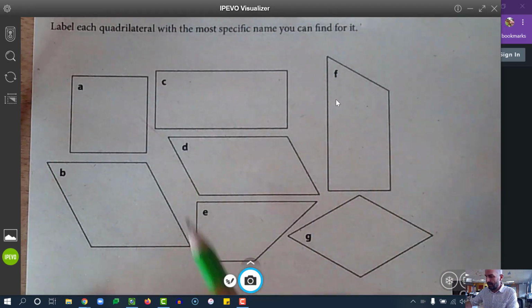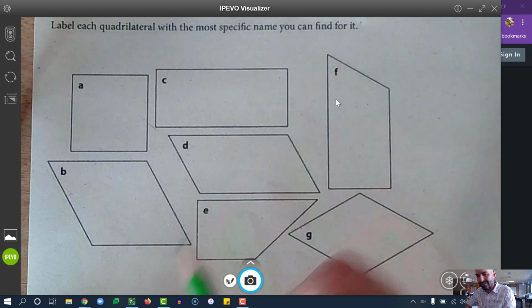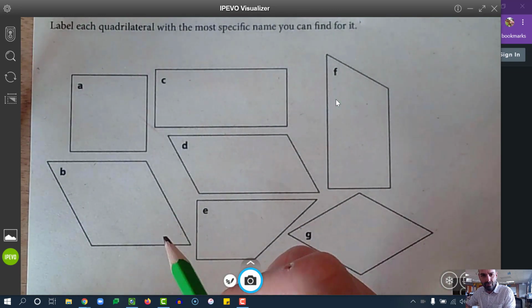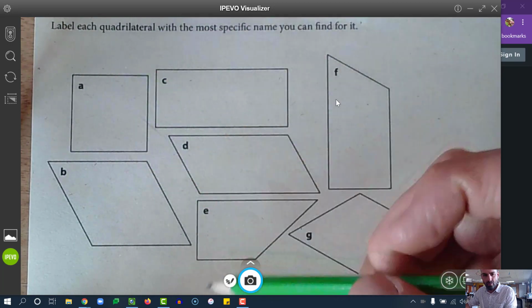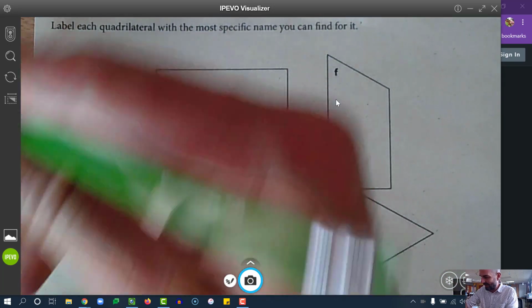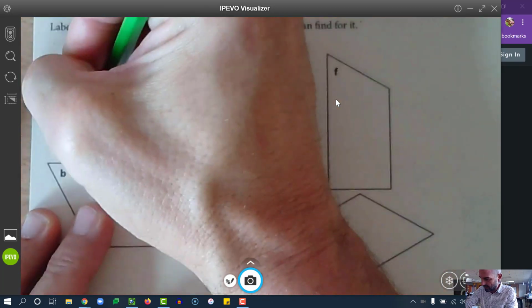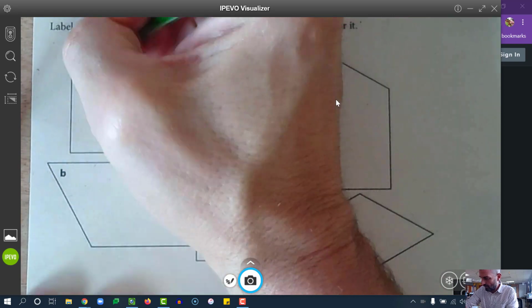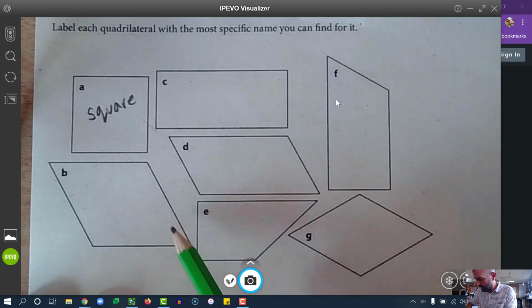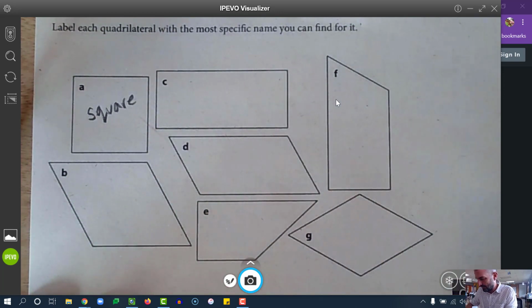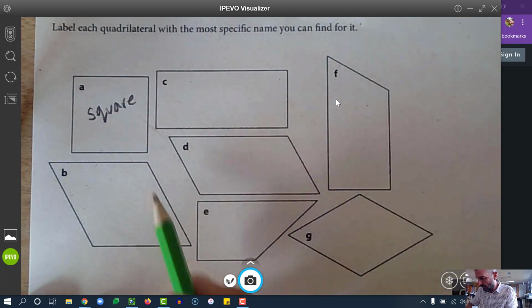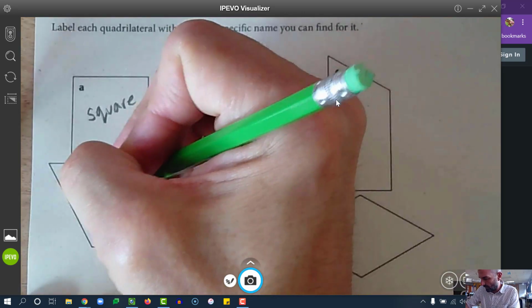Alrighty, so it says label each quadrilateral with the most specific name you can find for it. So if I'm looking at A, those are congruent. I have 4 sides, I have 4 right angles. This is a square. Here, this looks, that's congruent. They're not right angles. They're all congruent, so this is going to be a rhombus.